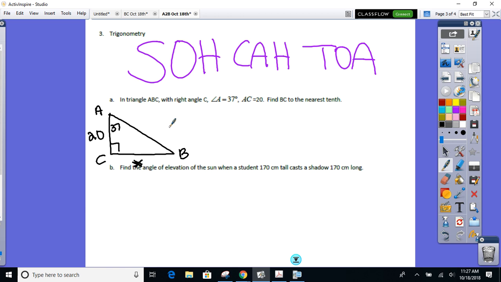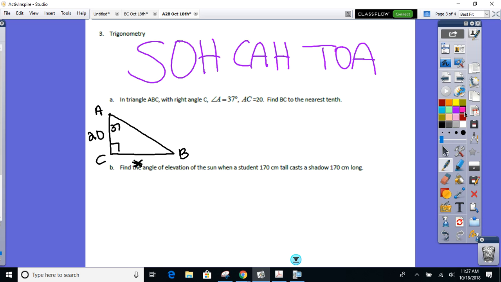I don't know anything about the hypotenuse, right? So I can't use Pythag. Why can't I just use those two special triangles I just showed you? It's not 45, 45, 90, and it's not 30, 60, 90. Darn it. Okay, so now I'm forced to use SOHCAHTOA.